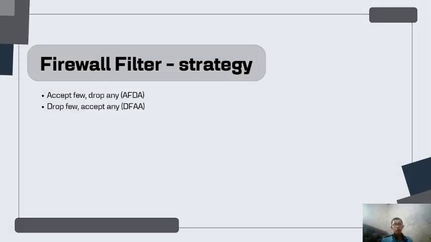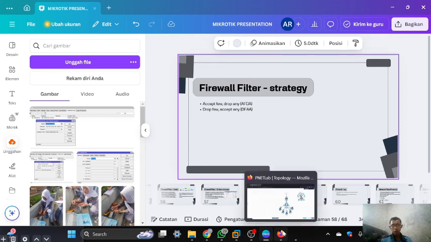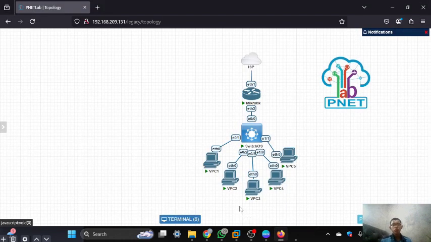And then there is the firewall filter strategy. It is a strategy for the firewall filter. So the strategies are accept few, drop any, and drop few, accept any. For example, for accept few, drop any, VPC1 and VPC2 can access the internet, but the rest cannot. And for drop few, accept any, VPC3 and VPC4 cannot access the internet, but the rest can access the internet. So it is a strategy for the firewall filter.